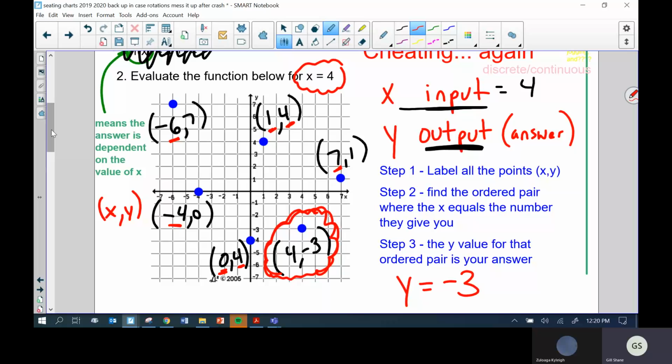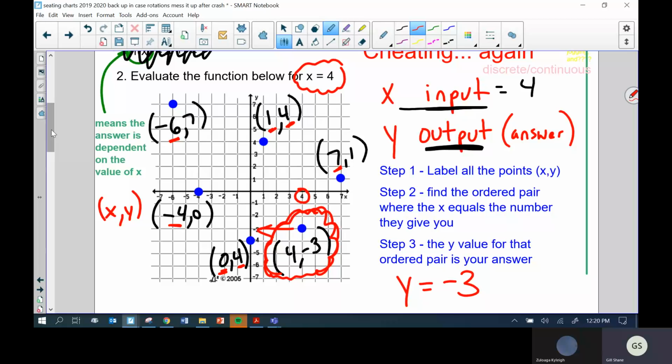Oh, the other way you do it without writing the coordinates, you would just circle, well, where is x equal to 4 on my x-axis? Well, it's right there, right? That's where x equals 4. Okay, well, then that means this is the y value I'm looking for. Well, where's the y value? Well, the y value is right there, -3. So that's the way you do it without writing the ordered pairs. You just find the x value, find the point that goes with that x value, and see what the y value is.